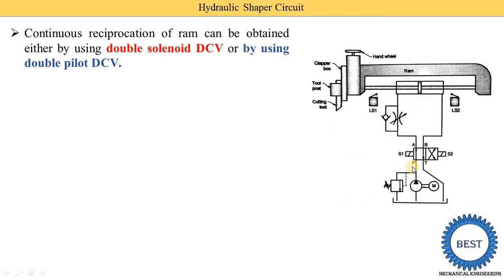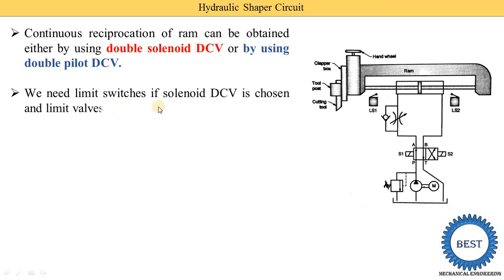For operating the directional control valve, there are a number of ways. A manual method is also available, but we need to do automatic continuous operation. For that we are required to choose the double solenoid DCV or the double pilot DCV. So here you see that we are selecting the solenoid type system, S1 and S2. When we choose the solenoid operated directional control valve, we need to use the limit switches LS1 and LS2. So we need limit switches if the solenoid directional control valve is chosen, and we need to use a limit valve if the pilot operated DCV is chosen.